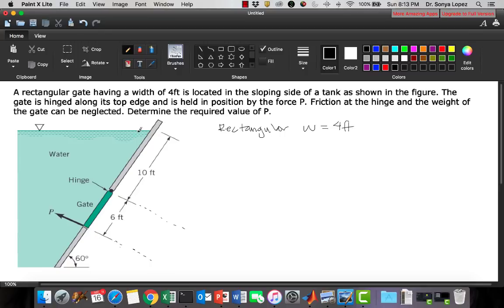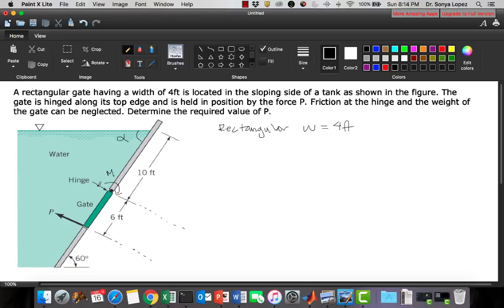So we have some angle here. The gate is hinged along its top edge. So here we have a hinge. Uh-oh. When we have a hinge, what do we have? We have a moment. It's hinged on its top edge and is held in position by a force P.